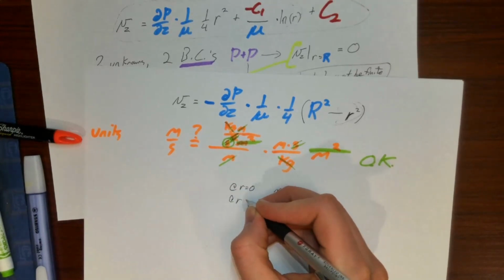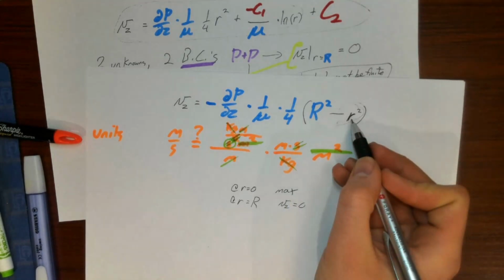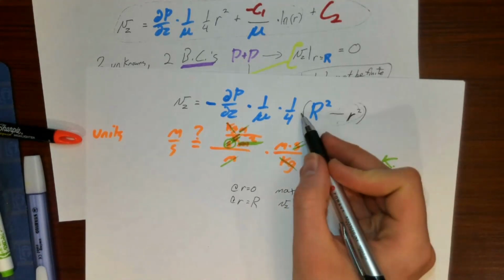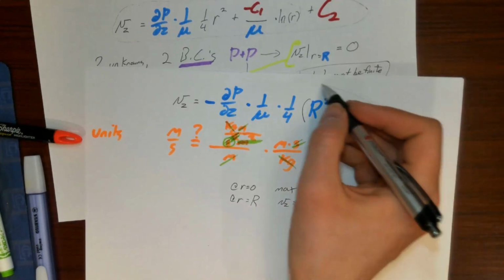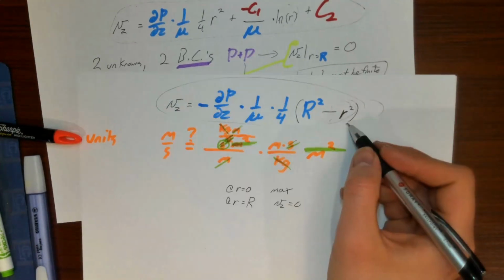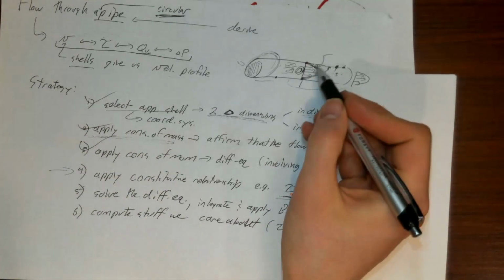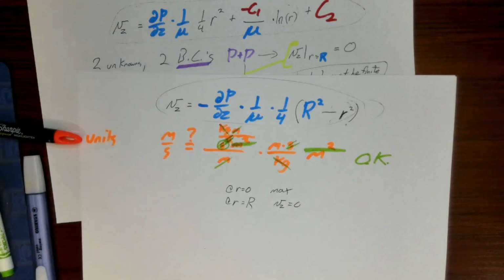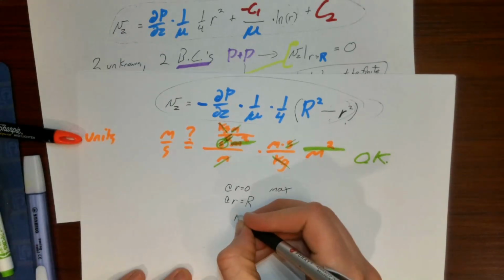At r equals big R, I get Vz equal to 0. If I sub in little r equals big R, this whole term basically cancels away. This equation is essentially of the form of a parabola, which is consistent with this parabolic flow that we've been talking about all along. So that's good. So it's parabolic.